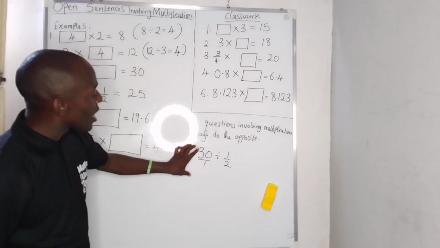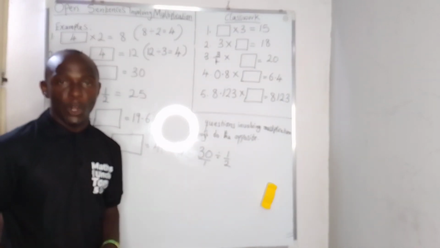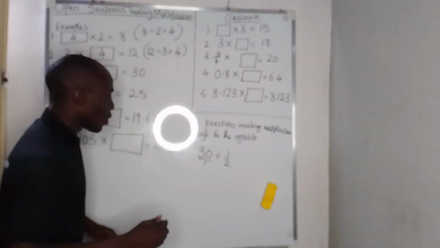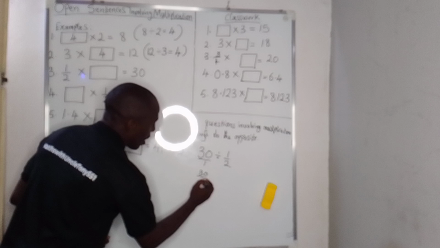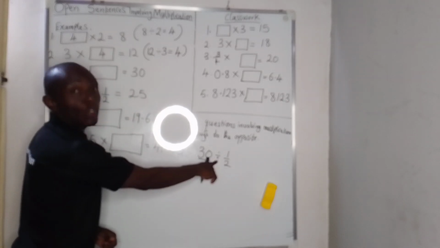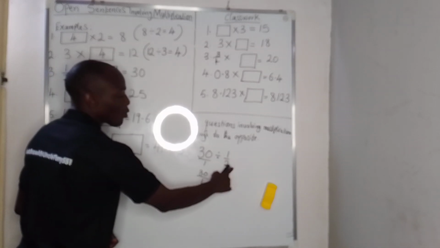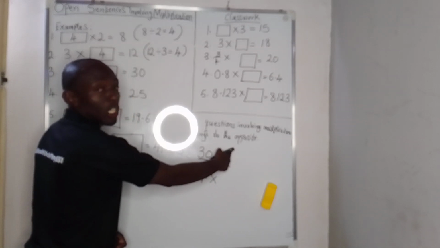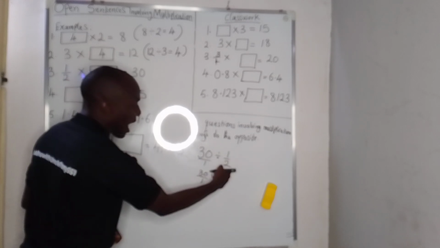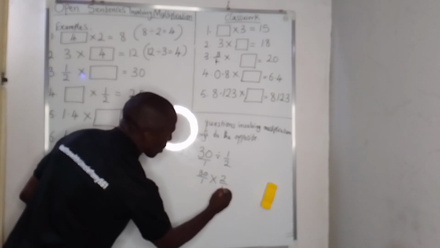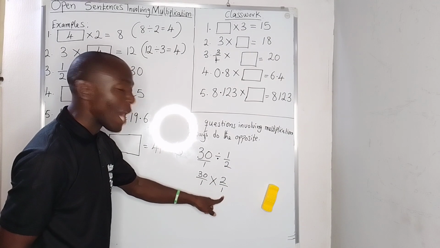If you see an expression like this, a fraction dividing a fraction, that's what we call reciprocal. Now, what is that reciprocal? Look at it here. I will repeat this number, 30 over 1. I will change this division to multiplication. What then happens to this fraction? 2 will become the numerator, while 1 will become the denominator. Meaning that 2 will go up, 1 will come down. That is 30 over 1 multiplied by 2 over 1.